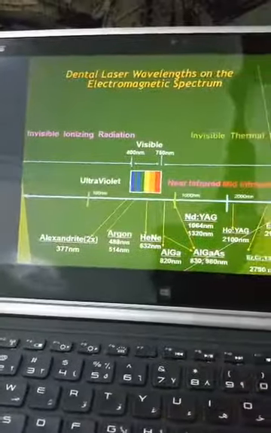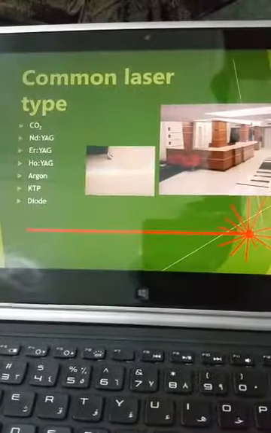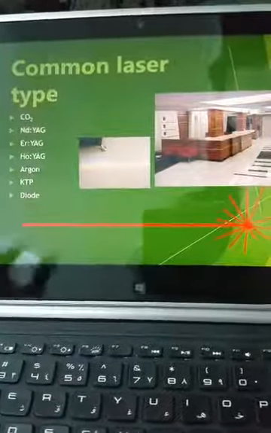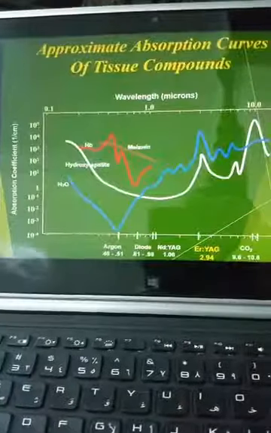The laser is just a normal light, but it is condensed. So we'll talk about this laser. These are the different types of laser mentioned here.